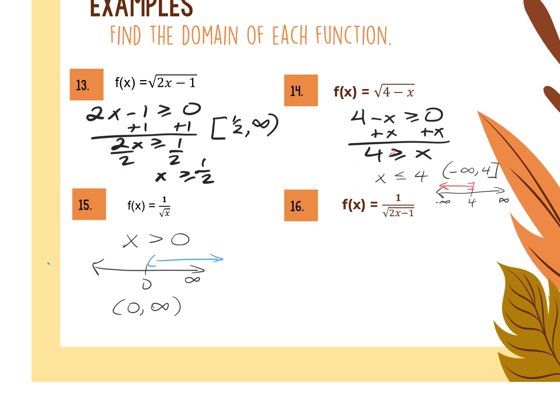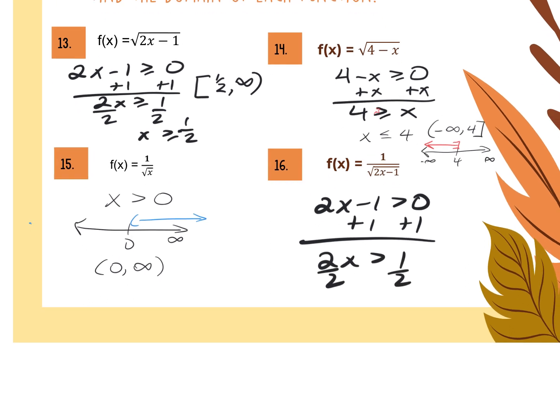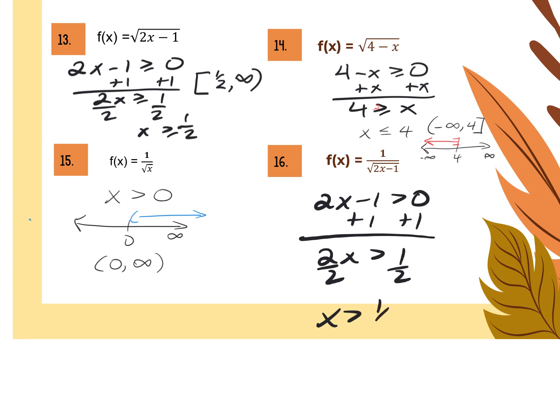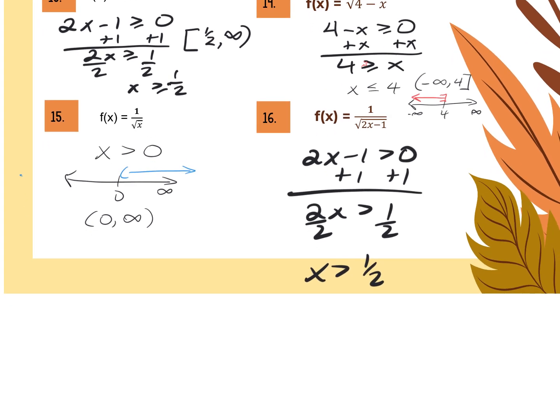I'm going to take what's underneath the square root symbol, make it greater than 0, add the 1. It looks similar to 13, but my symbol's different. Divide, and x is greater than 1/2. So instead of a bracket, it's a parenthesis when that radical is in the denominator. Two more, and we're done.